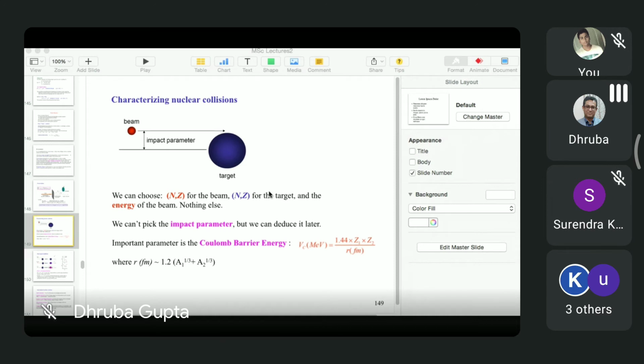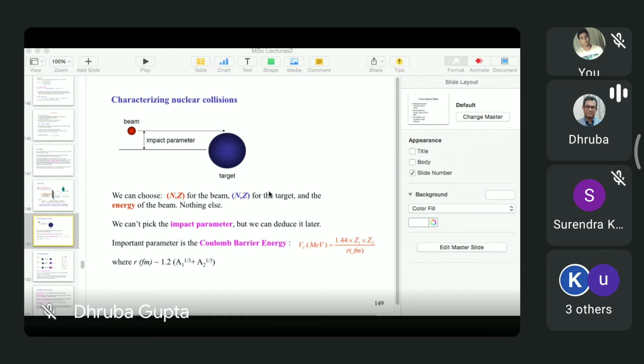The 1 by 4 pi epsilon naught and Z1 Z2 by R. If you take it in MeV, as you see in the wallet card that I told you about in the first lecture itself, that number 1.44 will come if you use this in MeV Fermi units. It is very easy. So this Coulomb repulsion will result in a Coulomb barrier.